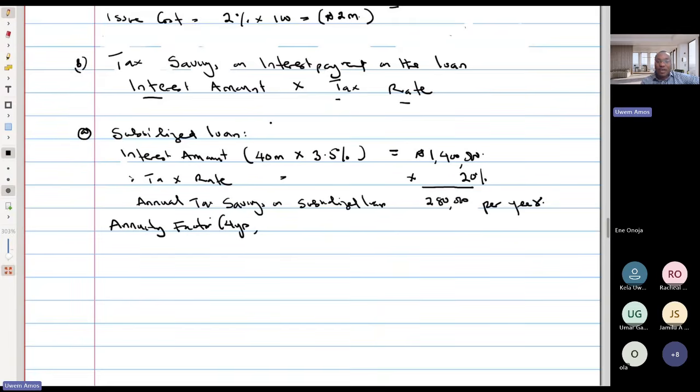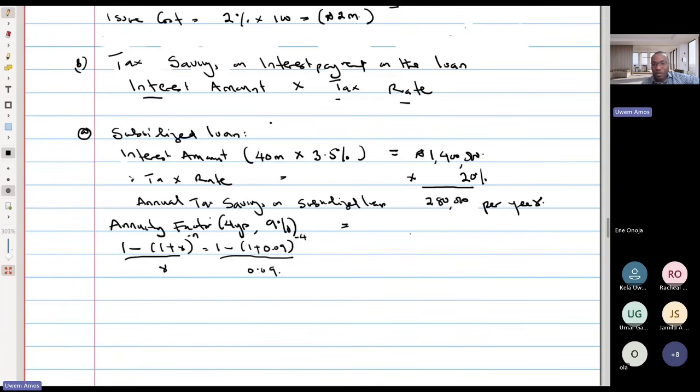So that's 4 years, 9%. So what's the annuity factor? Don't forget our formula for annuity factor: 1 minus 1 plus whatever the rate of return is, to the power of minus the number of years, divided by the rate of return. So that would be 1 minus 1.09 raised to the power of minus 4, divided by 0.09.